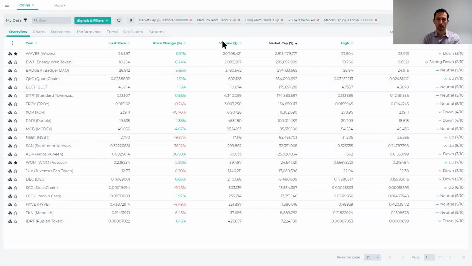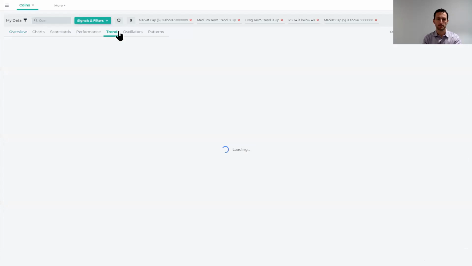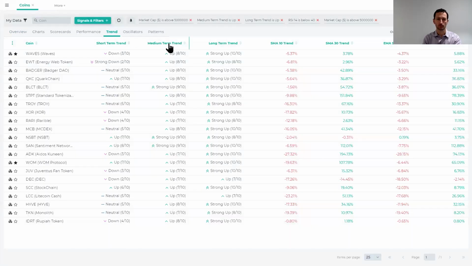All right, so here are some decent candidates. Let's look at the trends. Right, so they're up on the medium and the long-term basis, as we requested it to be. On the short-term basis, it's a mixed bag. Some are down, neutral, up. That's fine. Obviously, I would expect the short-term to be disrupted, considering that we're looking for exactly those situations.